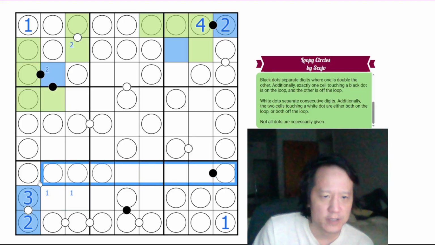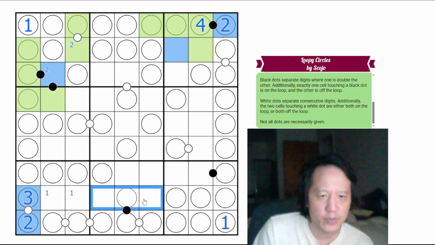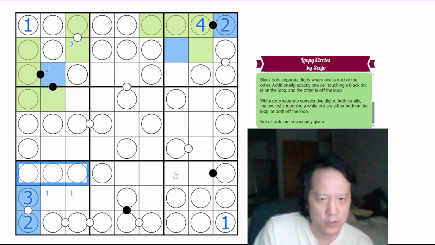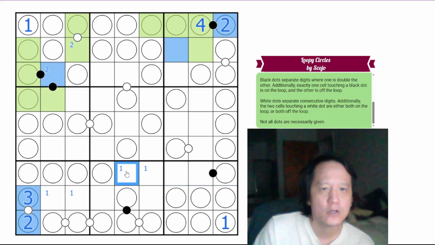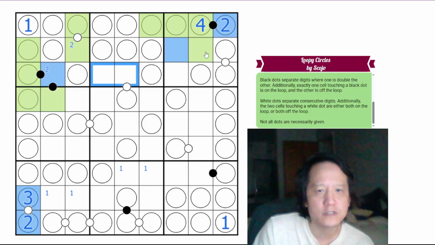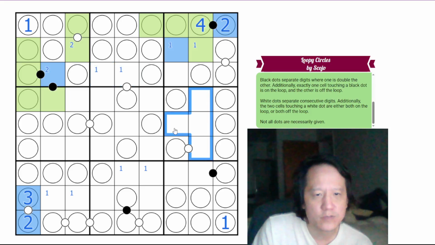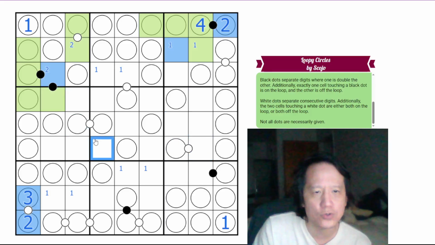Where is the 1 then in row 7? Cannot be here because 1 can't be in a circle. Can't be here because 1 is in the box, so 1 has to be here. Similarly, 1 has to be here. 1 is one of these 4. We don't know which. 2 is one of these 2.